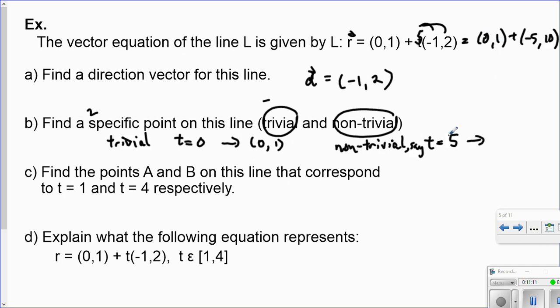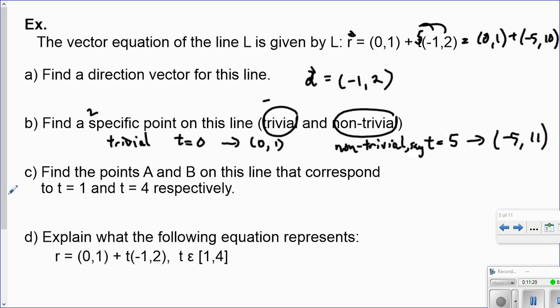And again, like I said, it could be t equals 3, it could be t equals 10, it could be t equals anything really, as long as it's non-trivial. So what would my point be when I set t, the parameter, equal to 5? I would have the point 0 minus 5 is -5, and 1 plus 10 is 11.